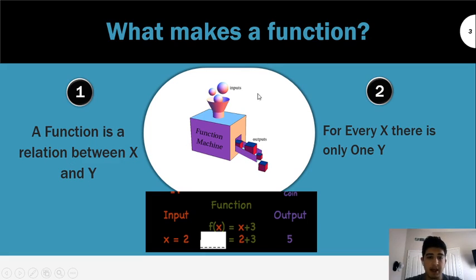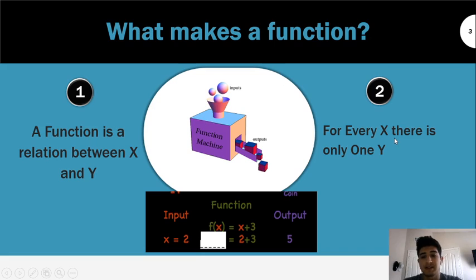Just like this image right here. You input something into the equation, which could be the function, or a little factory, which is how I like to think about it. You put in something and you get out something, which is the output. Another rule is that for every x, there is only one y. This is what makes a function. Whenever you put in a number, it should only give you one y.